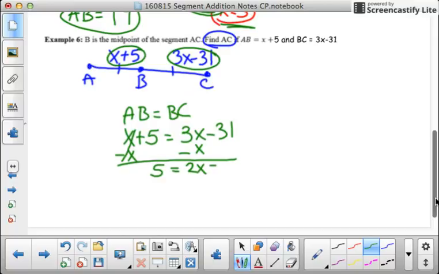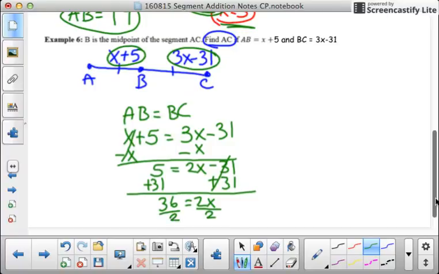This gives me 2X minus 31. And then I can add 31 to this side. So I'm getting the variable all on its own. This gives me 2X is equal to, well, what's 5 plus 31? You got it, 36. I then divide by 2. And X gives me 13. So once I do this, I'm almost done.